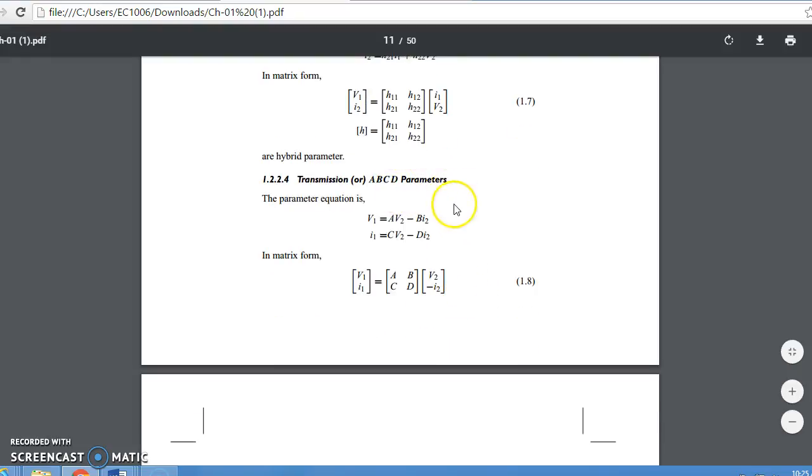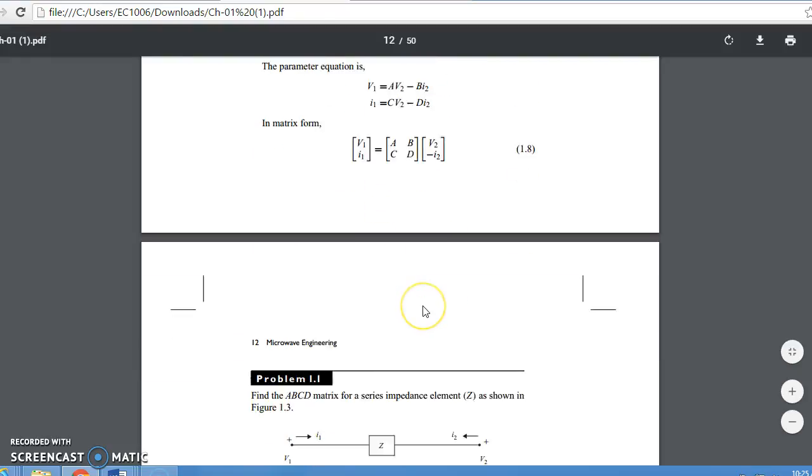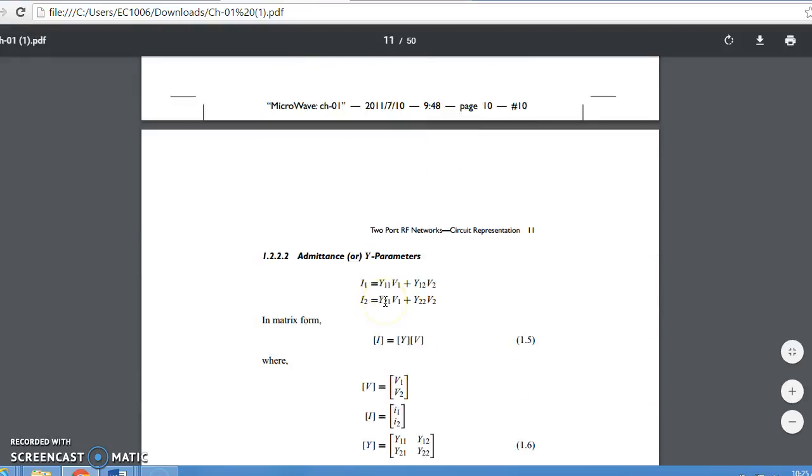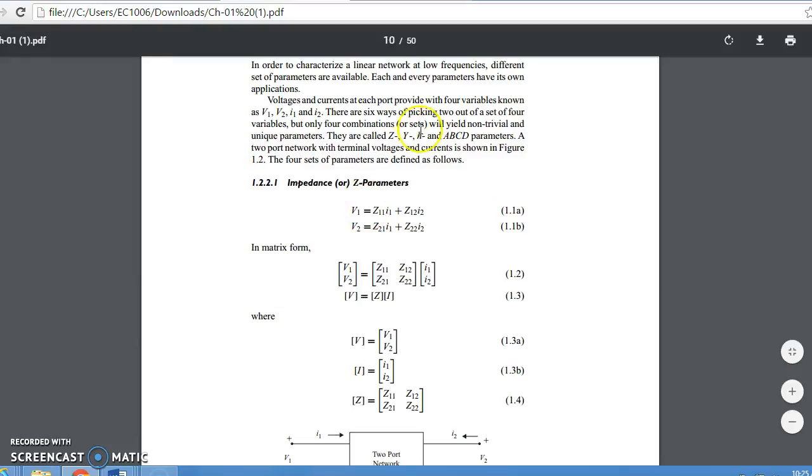Then the transmission ABCD parameters: V1 is equal to A into V2 minus B into I2, and I1 is equal to C into V2 minus D into I2. So with that we are able to analyze the low frequency parameters with the help of these Z, Y, H and ABCD parameters.